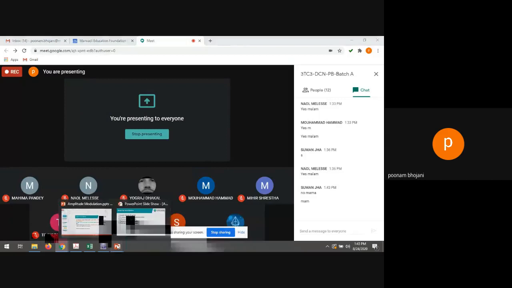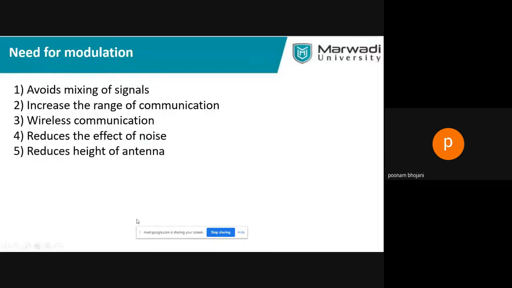Okay, fine. The second advantage is that it increases the range of communication. I already told you that low frequency signals have low energy. Energy and frequency have a direct relation. If the frequency is low, the energy and signal strength will be low, so it cannot reach the destination properly. But if you increase the frequency, it can also increase the range of communication. Range means in terms of distance.